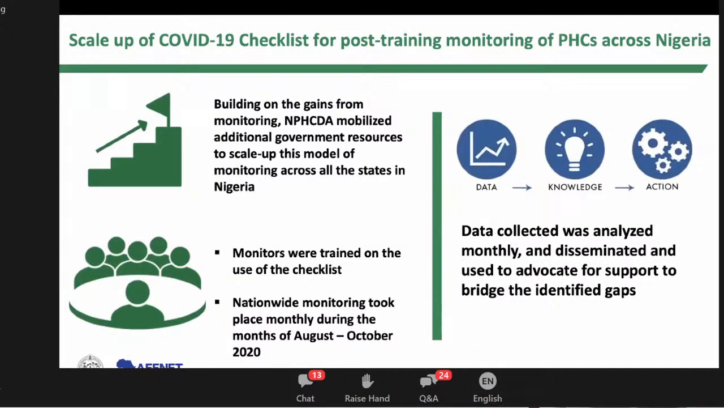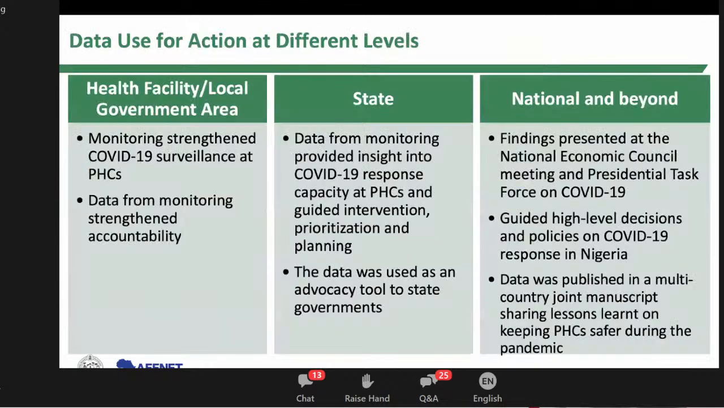Now, scaling up the checklist for post-training monitoring of the PHC across Nigeria, we built on the gains from the pilot monitoring. NPHCDA mobilized additional government resources to scale up this model across all the states in Nigeria. The monitors were trained on the use of the checklists, and there was nationwide monitoring, which took place during the months of August to October 2020. Data was collected, analyzed monthly, and disseminated and used to advocate for support to bridge identified gaps.